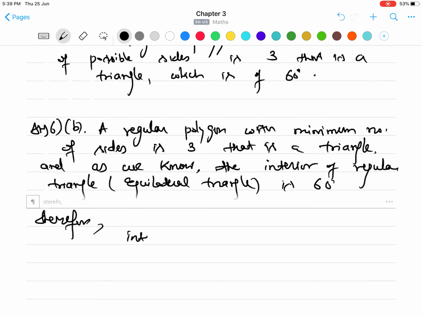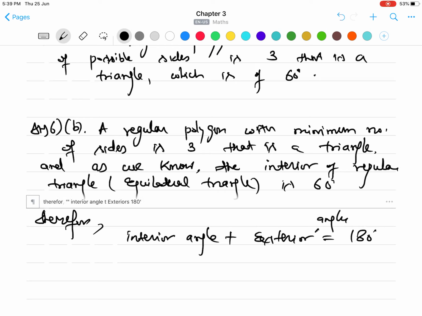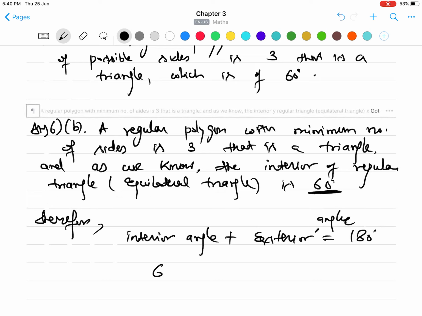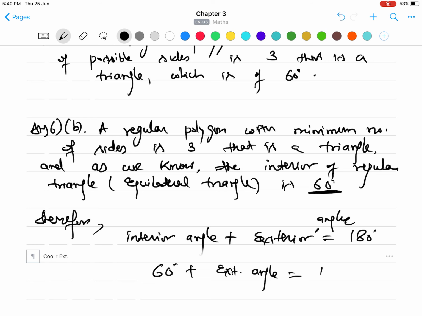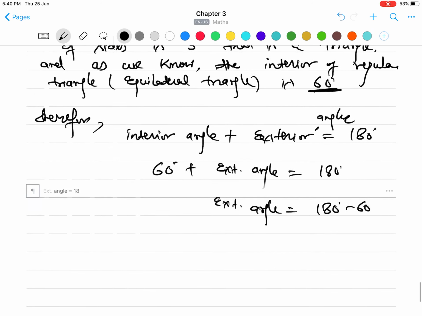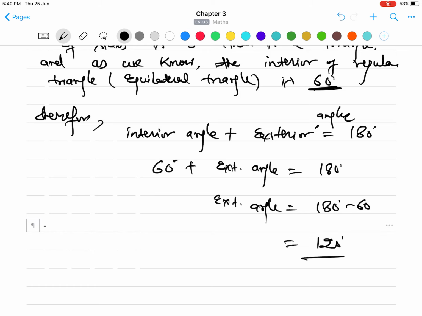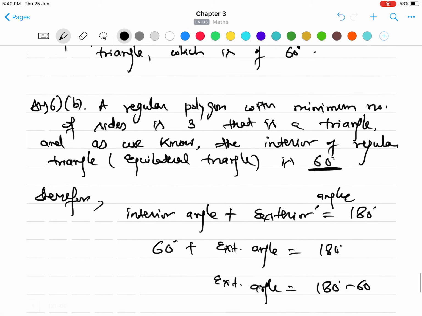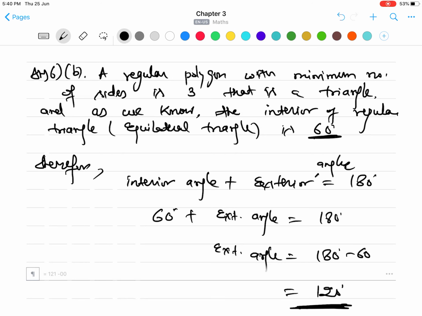So therefore we know that interior angle plus exterior angle is equal to 180 degree for any polygon. So we have the interior angle, which is 60 degree, plus exterior angle equals 180 degree, or exterior angle will be equal to 180 degree minus 60 degree, and 180 minus 60 is 120 degree. So the maximum exterior angle for any regular polygon will be 120 degree.